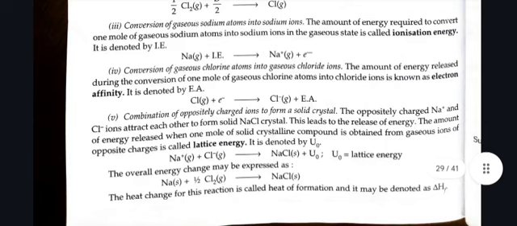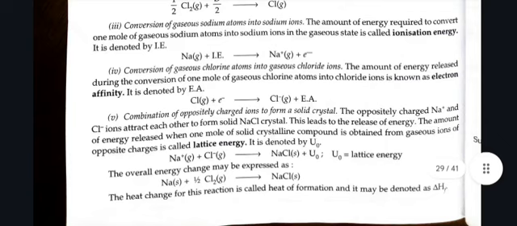The amount of energy released when 1 mole of solid crystalline compound is obtained from gaseous ions of opposite charge is called lattice energy. It is denoted by U0, with 0 on the lower side. The overall energy change may be represented as Na(s) + 1/2 Cl2(g) = NaCl(s). The heat change for this reaction is called heat of formation and it may be denoted as delta H. The various steps may be represented in the form of Born-Haber cycle as shown in figure 35.